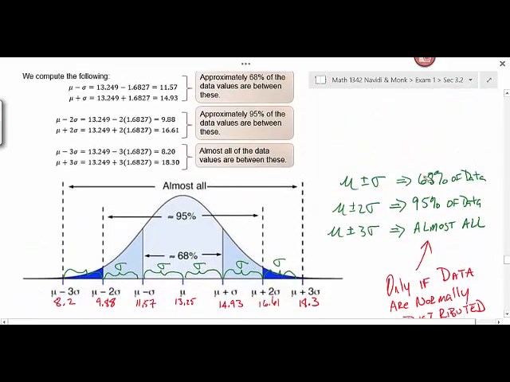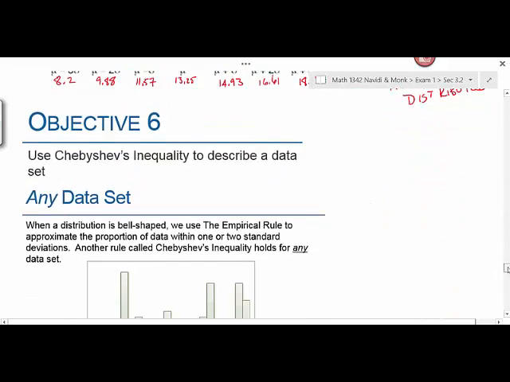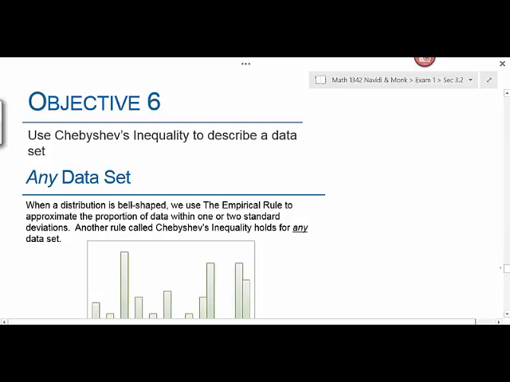If our data is not normal, these percents won't be the same. This is where Chebyshev comes in. Objective 6 is to use Chebyshev's inequality to describe a data set. Chebyshev's is true for any data set. When a distribution is bell-shaped, we use the empirical rule.